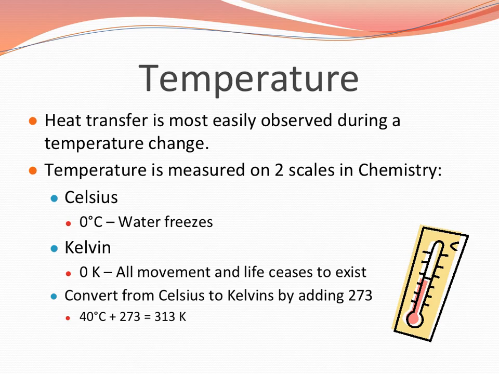Temperature is measured by using heat transfer. We see it actually change, and that's how we figure out that temperature is occurring. Otherwise, something is not able to really be measured for temperature very easily. We use 2 scales, of course, Celsius and Kelvin, and to convert between them, we add 273 to Celsius, and we'll continue to use that as we go through this particular activity.